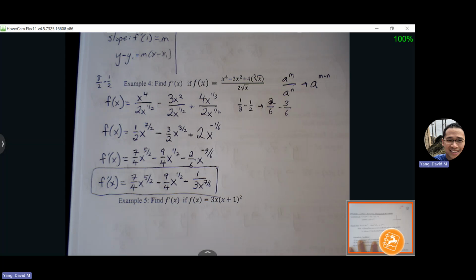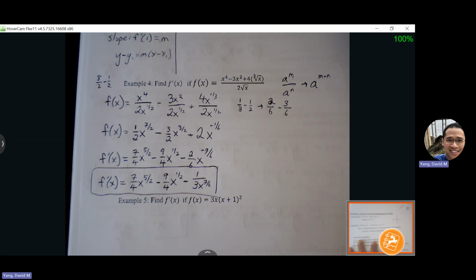Example 5, find f prime if the function is 3x times (x plus 1) squared. Let's go through each of the conditions if we want to do a power rule. Do we have any radicals to convert? This is okay, right? Do we have any variables to move up to the top? Do we have parentheses to resolve? Yes. So we got to FOIL everything out, expand everything out, get all the parentheses to disappear. And then once every term is individually separated, then you can apply a power rule for each.